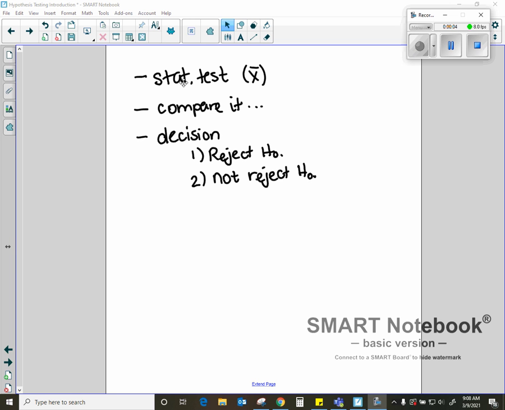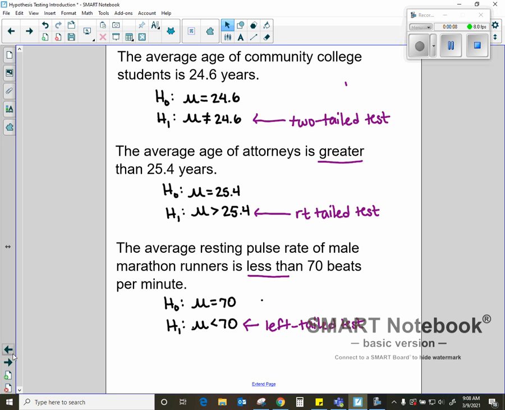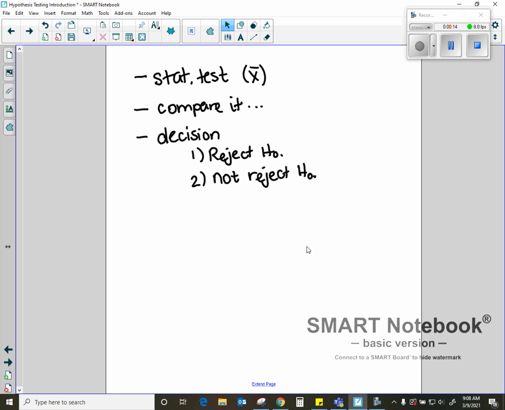Alright, so we said if we're going to do a hypothesis test, we create our null hypothesis and our alternative hypothesis. That determines whether we have a left-tailed, right-tailed, or two-tailed test. From there, we'll do some sort of statistical test and come up with a statistic for our sample, such as X bar. We're going to compare it to some things and make a decision.